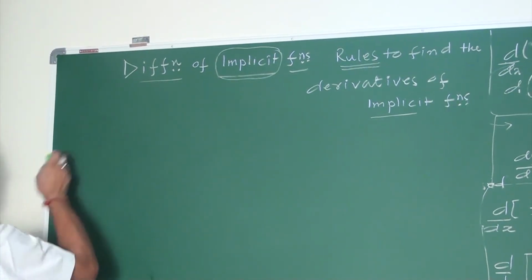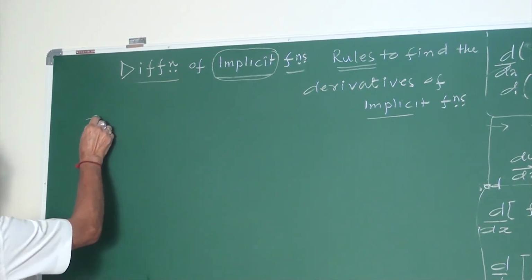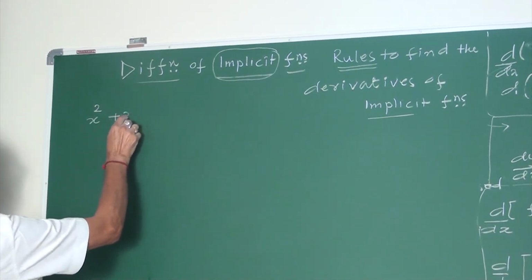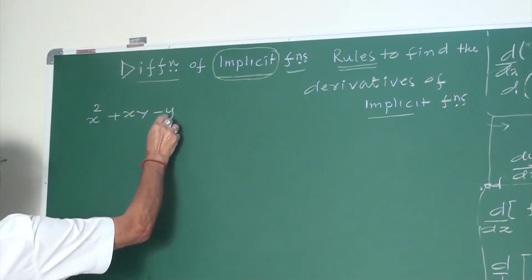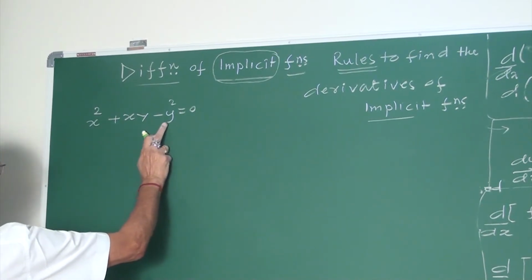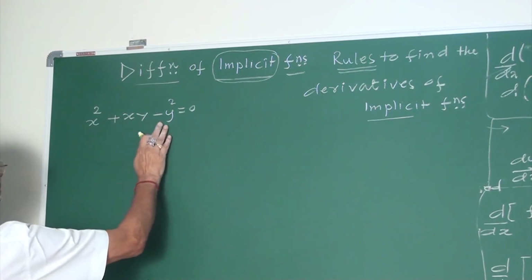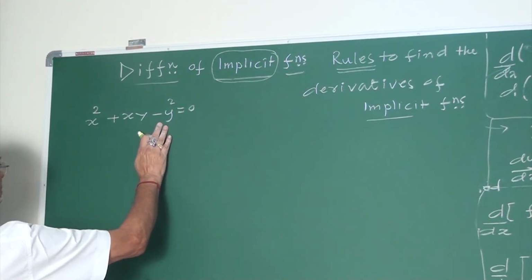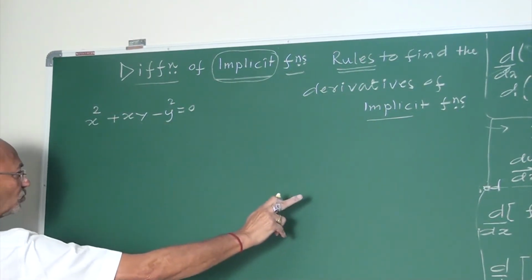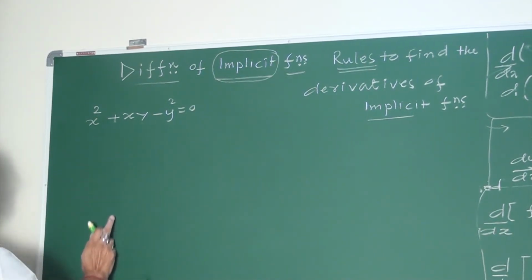Here it is x square. Otherwise, I take one more. It is this now: x square plus xy minus y square equal to 0. Yes, my friends, it is an implicit function because we can't express y in terms of x. Therefore, y is an implicit function of x. I will explain the rule. Those rules I will apply on this example. Then the concept becomes more clear.